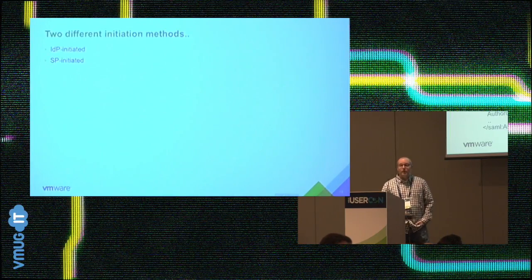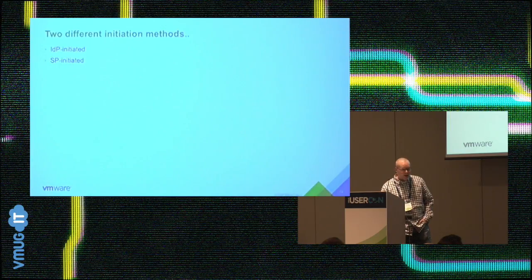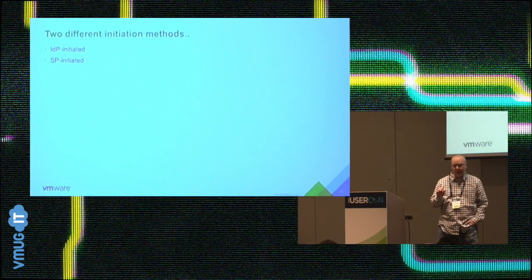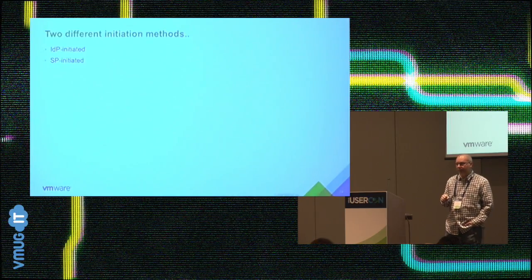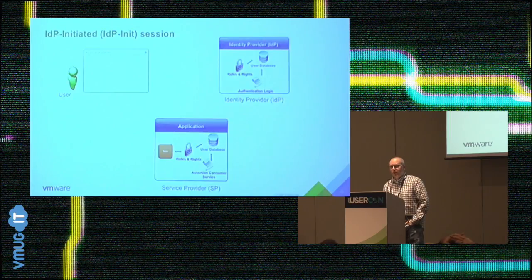And then the session starts between the application and the end user. So I mentioned how can we pass, or in this case, how do we initiate this flow? There are two different methods, the identity provider initiated and the SP initiated. So IDP init, the flow looks something like this.